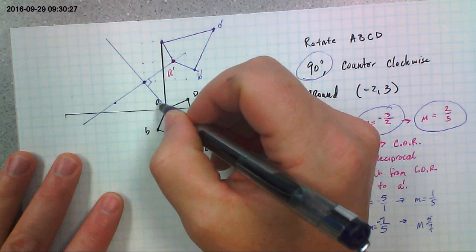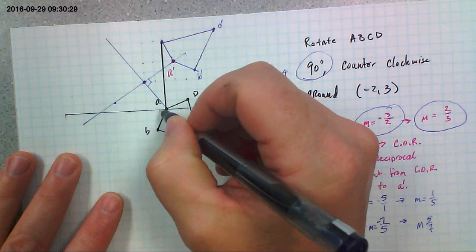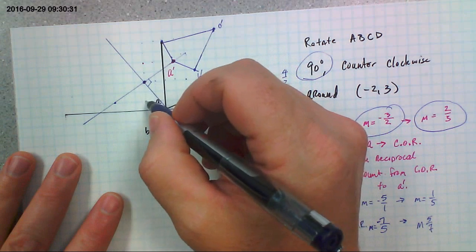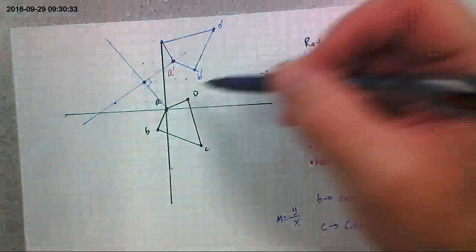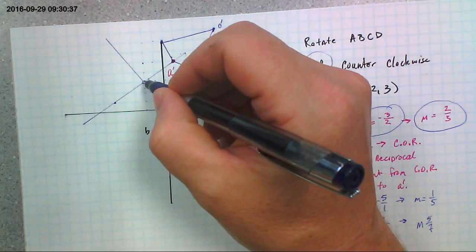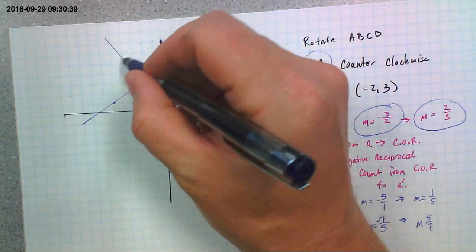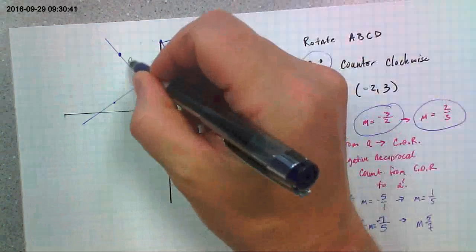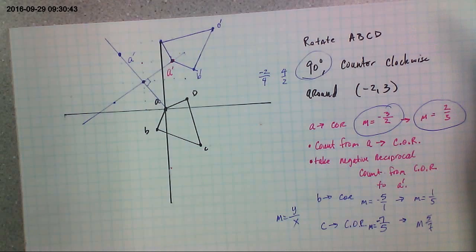So you still count how far away from here to there. So this is 1, 2, 3, 1, 2, 3, wait. 1, 2, and 3, right? This is 2 and 3. So I go 1, 2, 1, 2, 3. It's going to be right here. That's where A prime would be. You see what I mean?